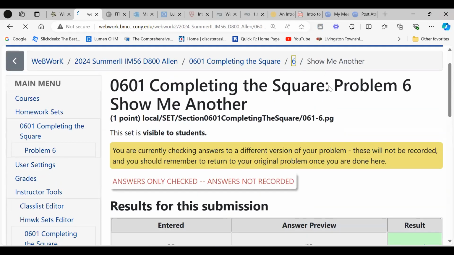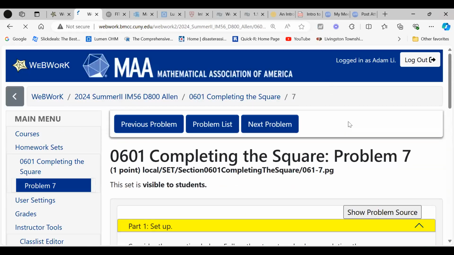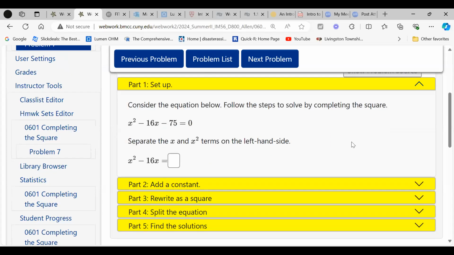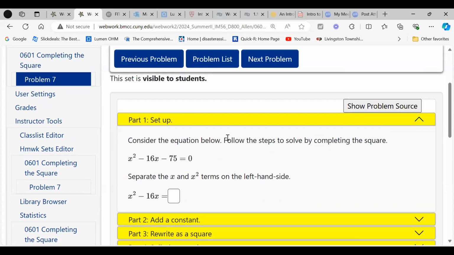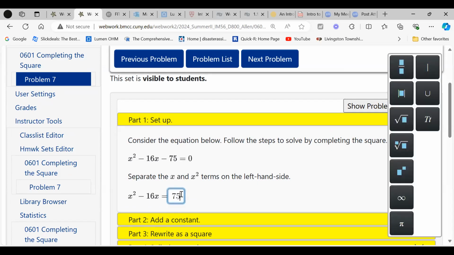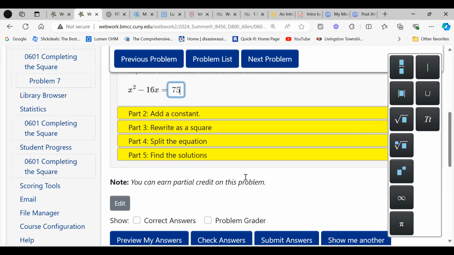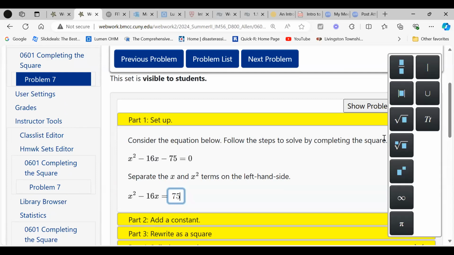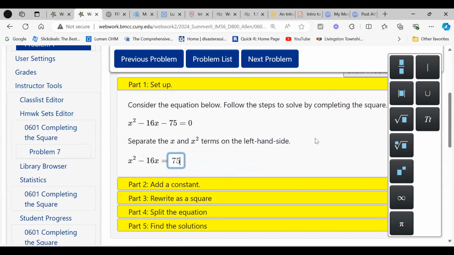All right, so let's move on to the next slide. Again, first, we're going to move this 75 to the right hand side. So you're going to get 75 here. And the rest of them will be similar, right? So I'd like you to try this one. One more time.